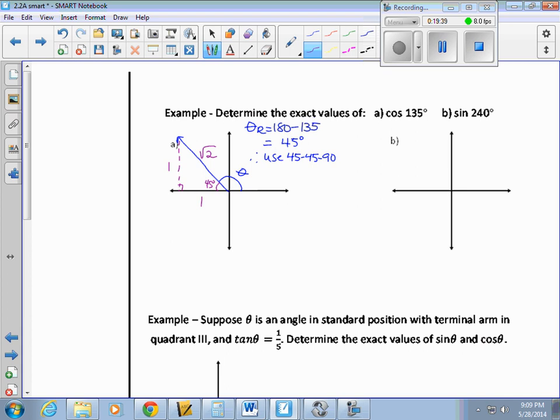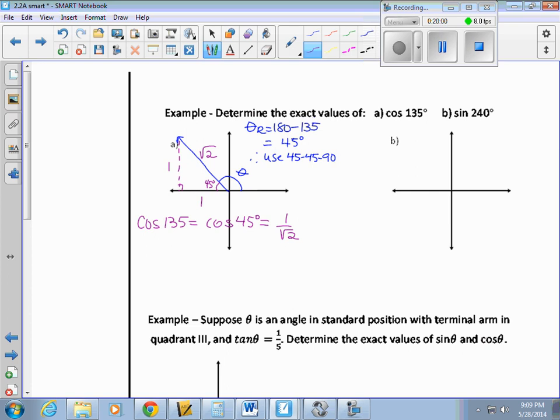So I know then cos of 135 degrees is going to be the same as my reference angle, cos of 45 degrees. Cos of 45 degrees, so cos is adjacent over hypotenuse. So that's 1 over square root 2.